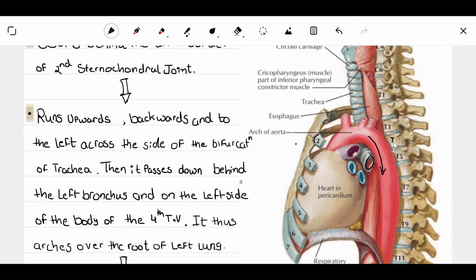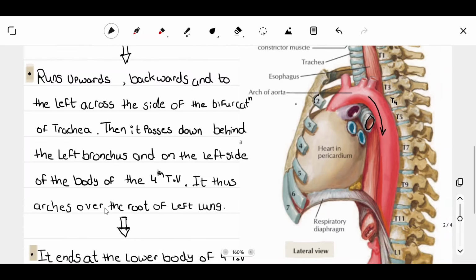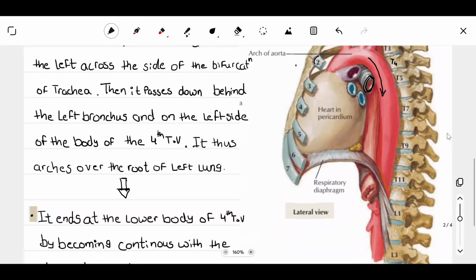This is our fourth thoracic vertebra. So arch of aorta is lateral to the body of the fourth thoracic vertebra. It thus arches over the root of the left lung. The left bronchus is also a part of the root of the left lung. If you haven't watched my video on root of lung, go and check out that video. It will help you to easily understand this topic.